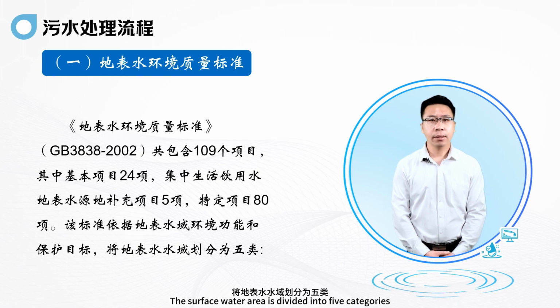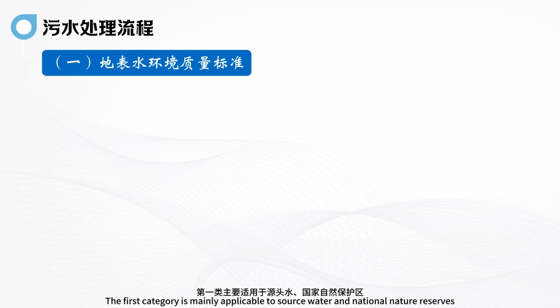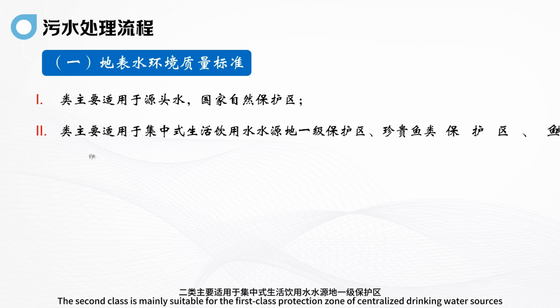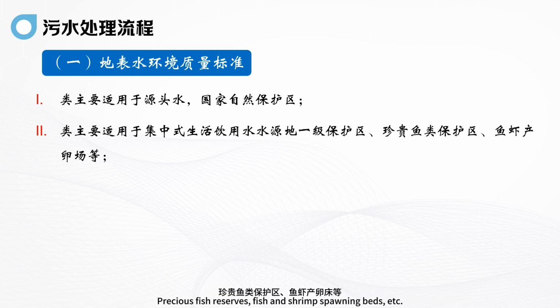The surface water area is divided into 5 categories. The first category is mainly applicable to source water and national nature reserves. The second class is mainly suitable for the first-class protection zone of centralized drinking water sources, precious fish reserves, fish and shrimp spawning beds, etc.